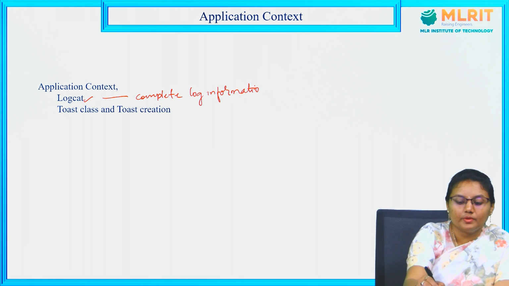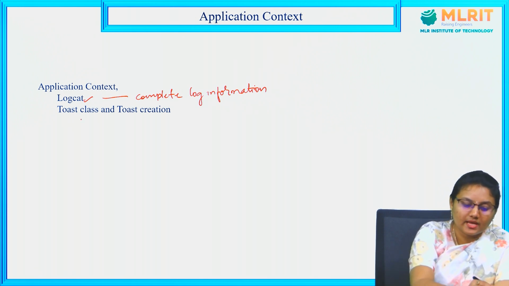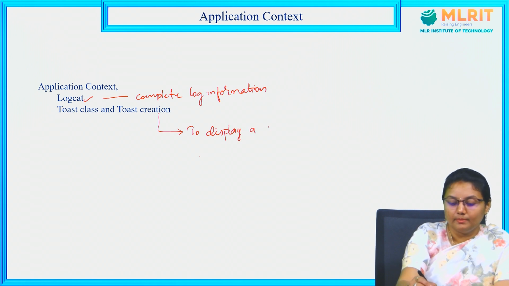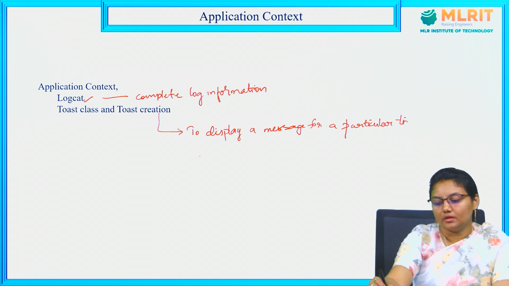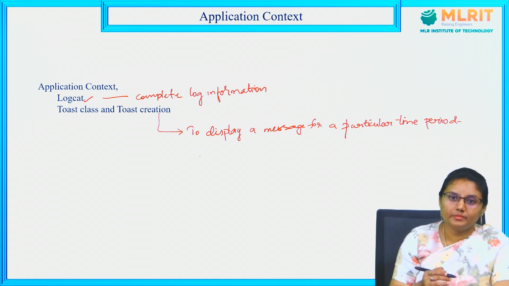So how to display the logcat and how to manage your logcat, what are the different options that you have for the logcat, we'll see. Then the toast class and toast creation. The toast class and toast creation is nothing but to display a message for a particular time period. After that, the message which is displayed is disabled.